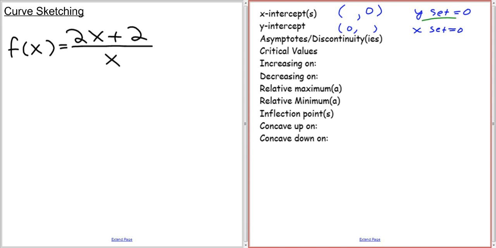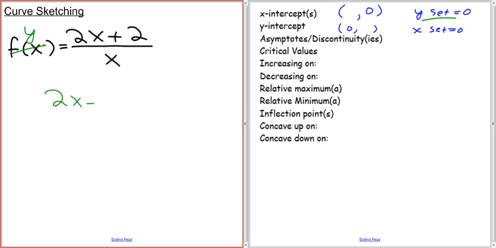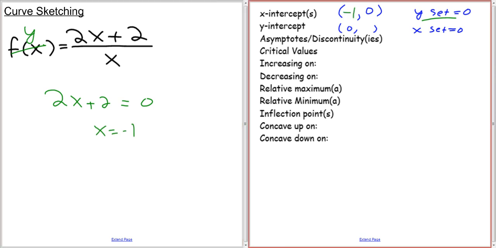So why don't we start here with the x-intercept, y set equal to 0. If we set y equal to 0, we're really just setting the top of the fraction to 0. So 2x plus 2 equals 0. We need to find the x that makes the whole function 0, and the whole fraction is 0 when the top is 0. So we know that x is going to equal negative 1 here. So our x-intercept is negative 1 comma 0.